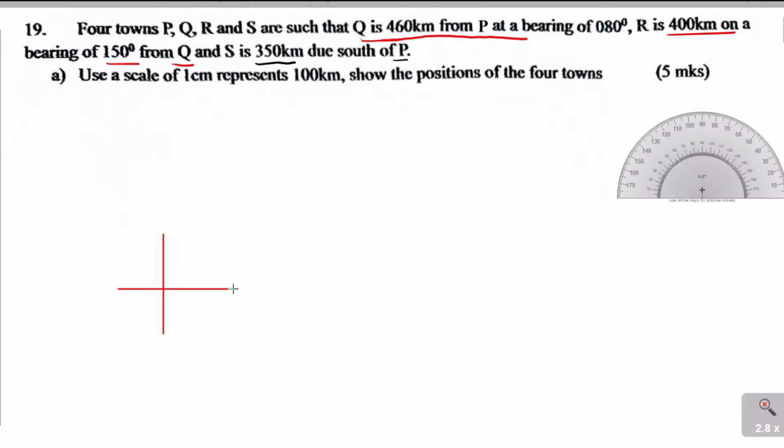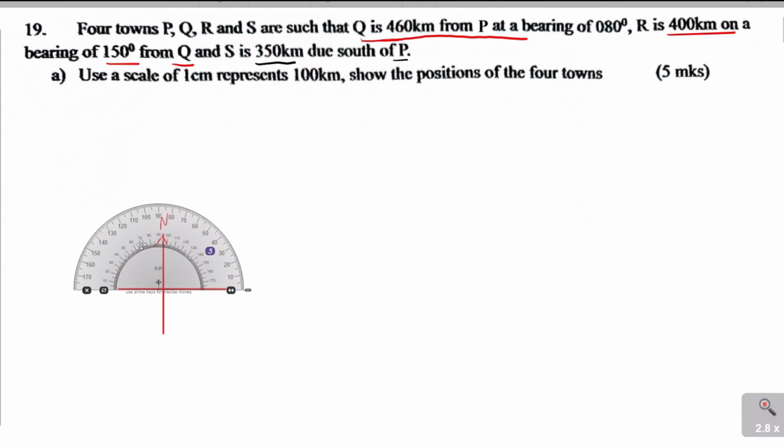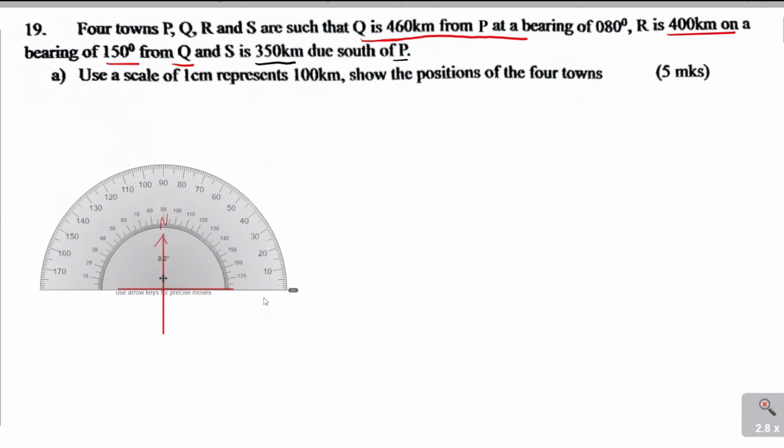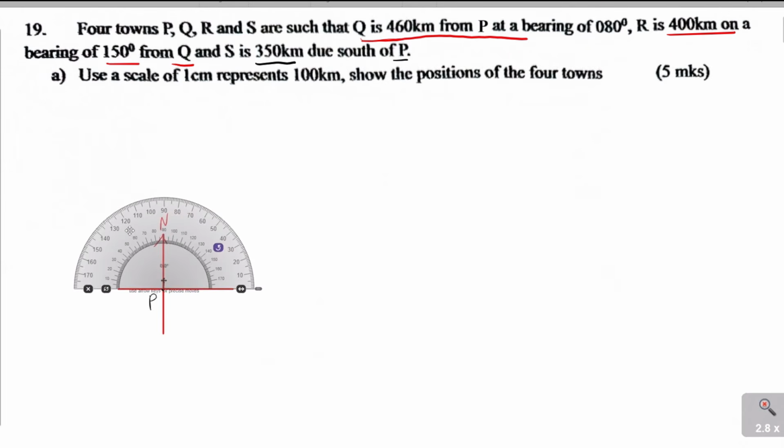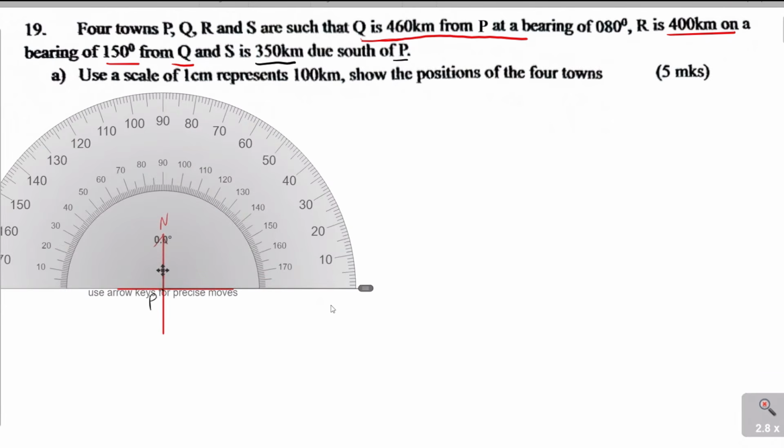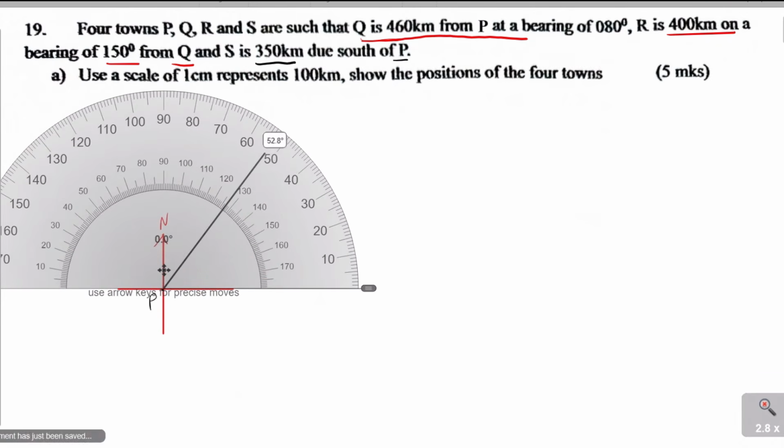When you're constructing the north, kindly ensure that these angles here are right angles. That is the first thing you're supposed to do. Every time you're constructing these, ensure that this angle is 90 degrees when you're constructing your north. So we have P here in the center. That is where I have P. So we measure 080 degrees. Place your protractor there.